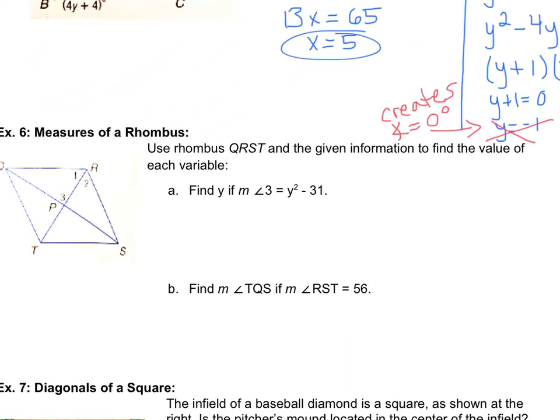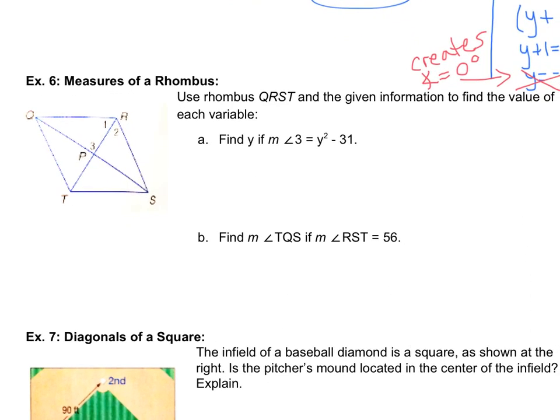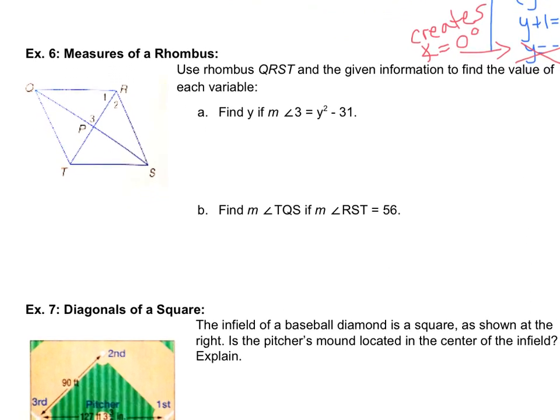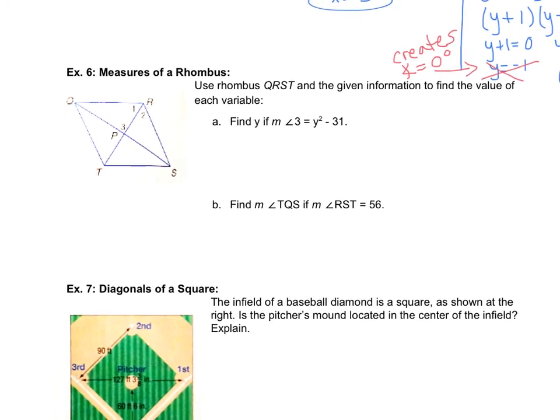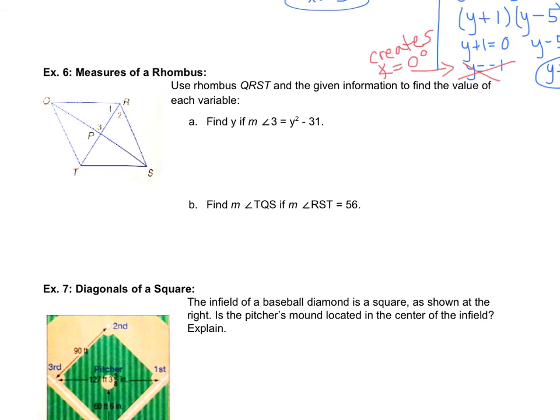In example 6, we're now talking about the measures in a rhombus. And remember, a rhombus is a quadrilateral or a parallelogram that has all four sides the same, and it has some other properties as well. What we remember is that in a rhombus, the diagonals bisect each of the angles of the rhombus. So all of these angles that I just marked in red are congruent.